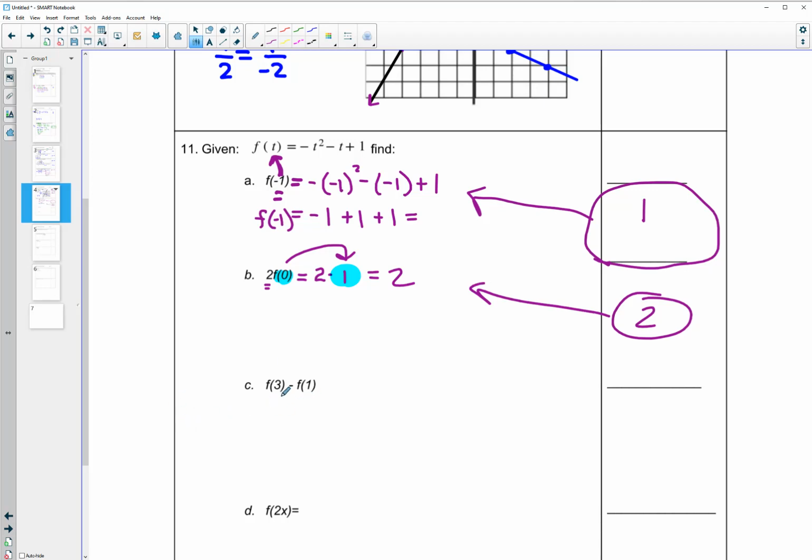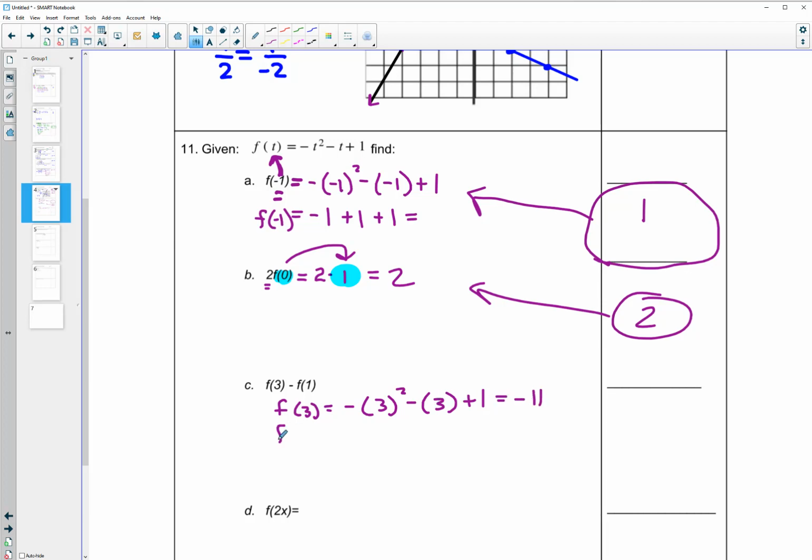Okay, these are just two separate problems. Subtract, get the answers and subtract them, right? So f of 3 is negative 3 squared minus 3 plus 1, right? I'm just going to do this quickly. You can take it a little slower if you want. This is going to be negative 9 minus 3, negative 12 plus 1 is negative 11.